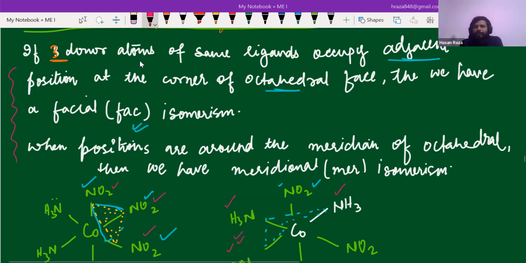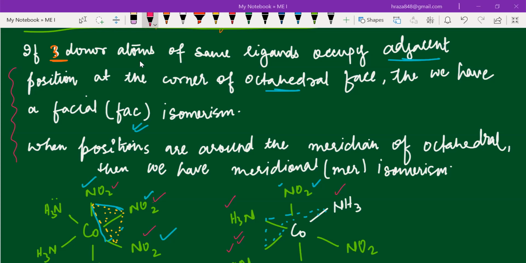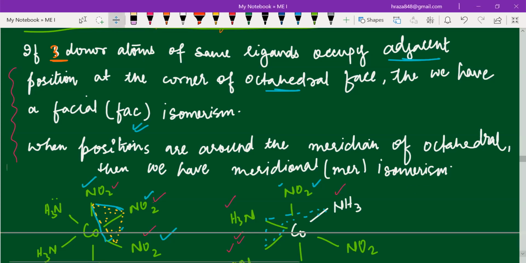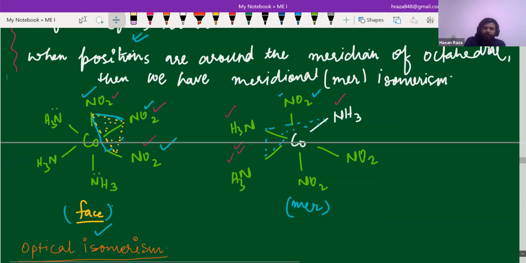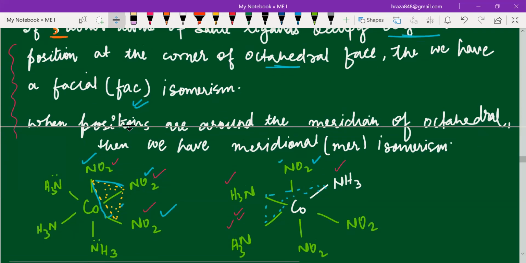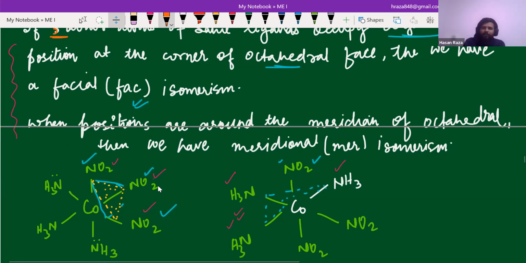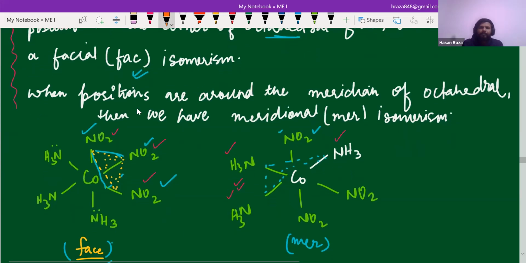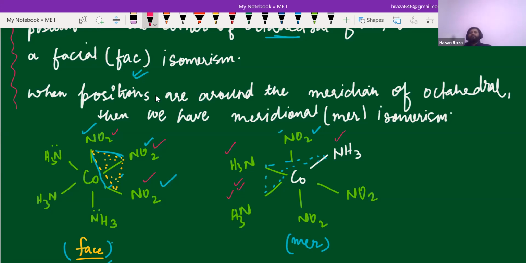Let me know when you are done with this. Yes, sir, done. Okay, so have you drawn the structure? This is what you can see. If they are simultaneously like this, it is what we call fac isomerism, and this will be mer isomerism. Please write this structure. Then we will go to VBT, which is valence bond theory.